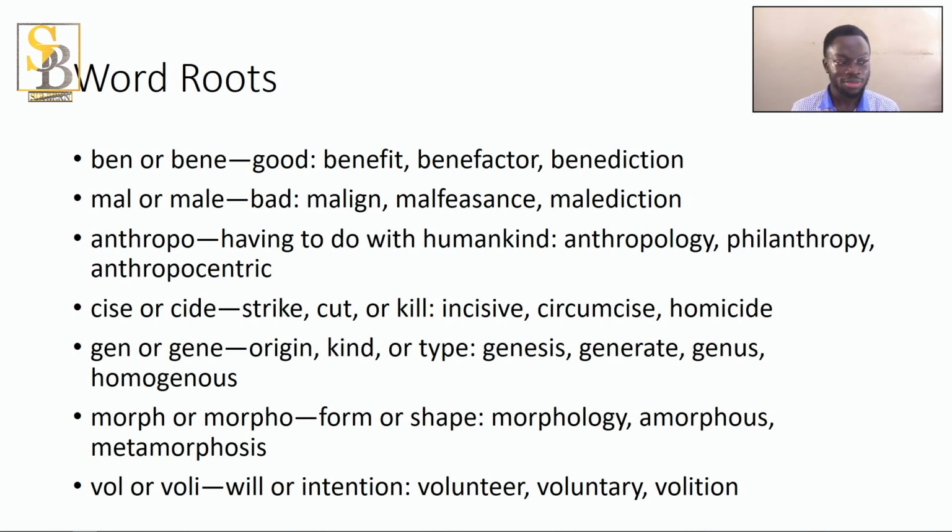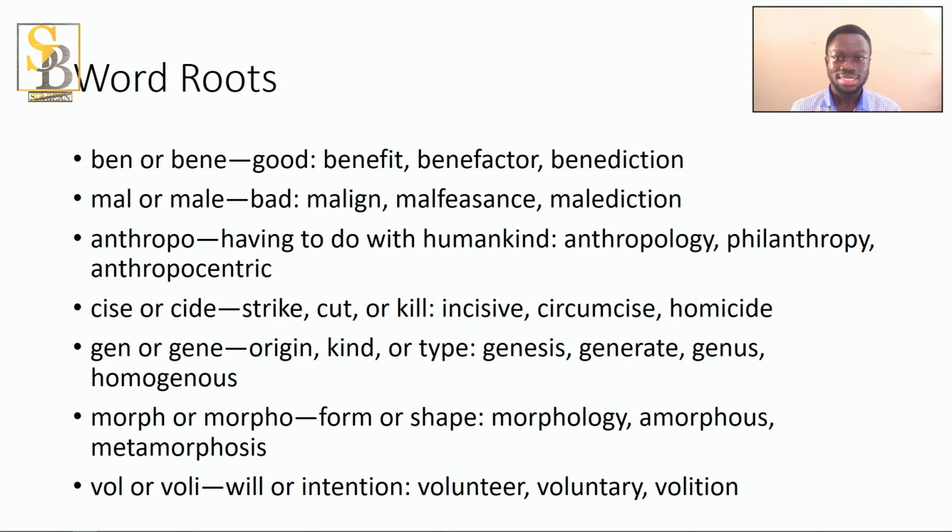So you will not choose malfeasance as an answer. So you eliminate it. Then you have benediction, malediction. You don't know the meaning of malediction, I know. So malediction, because of the root word, you know that it means something bad. Then anthropo, having to do with humankind: anthropology, philanthropy, anthropocentric. Then size, side, strike, kill, or cut: incisive, circumcise, homicide, insecticide, pesticide, suicide. So you know that it has meaning to do with kill.